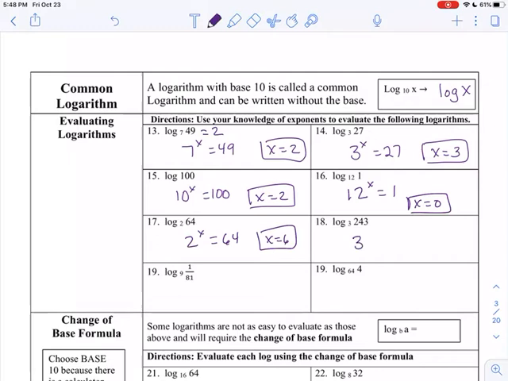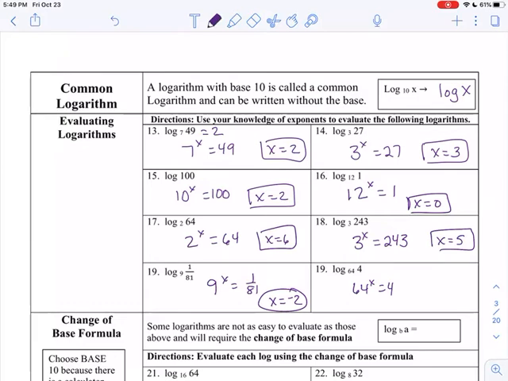Log base 2 of 64. 2 to what power is 64? 2 to the 6th power is 64. Log base 3 of 243. 3 to what power is 243? You might have to do this in your calculator to check it out. Just do 3 to the 3rd power, 3 to the 4th power, 3 to the 5th power. Actually, to the 5th power is 243. Log base 9 of 1 over 81. 9 to what power is 1 over 81? Okay, 9 to the negative 2 power is 1 over 81.